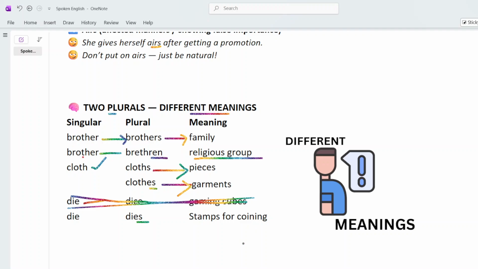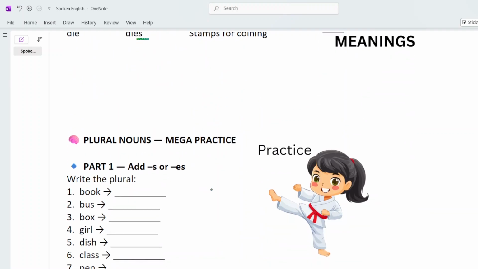All right. This is something that I want you to truly remember, that sometimes plural words can have different meanings altogether. Great. Now, just to give you a key idea, plural forms are not random. They follow sound rules, spelling patterns, all right, and meaning differences also. Now, when you see which group a word belongs to, choosing the plural becomes much easier.